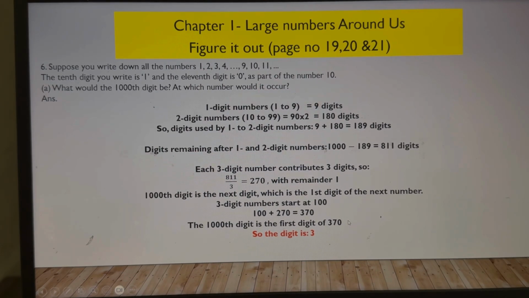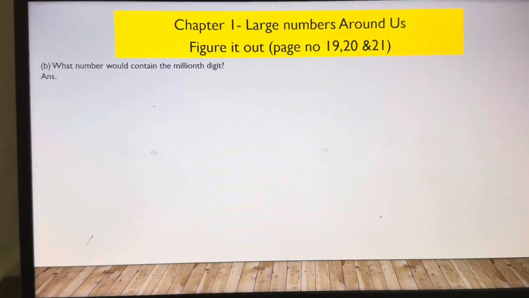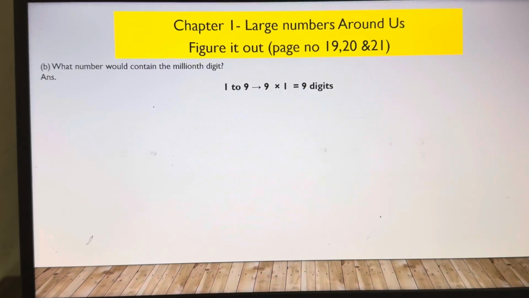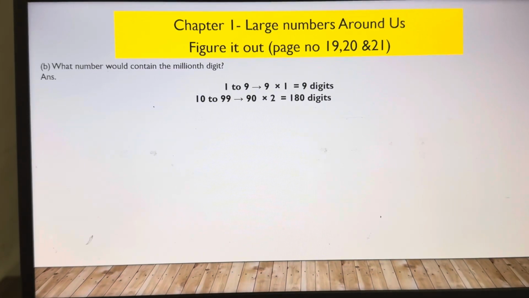Clear? Now question 6B: what number would contain the millionth digit? In the previous question it was the 1000th digit, which took fewer steps, but now the millionth digit will have so many steps, but the method is the same, so no need to worry. First we count 1 to 9, there are 9 digits, which we did in the previous sum also. 10 to 99, so 90 into 2, total 180 digits till 2-digit numbers.